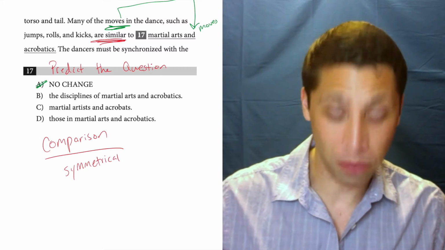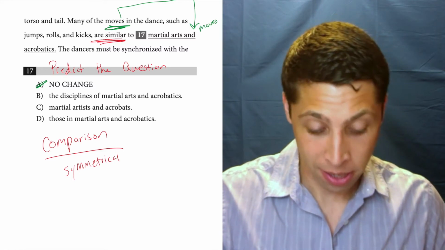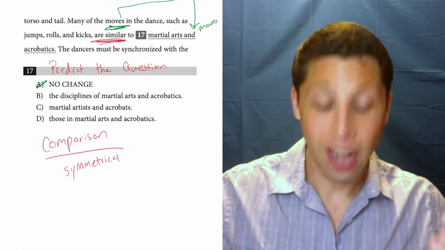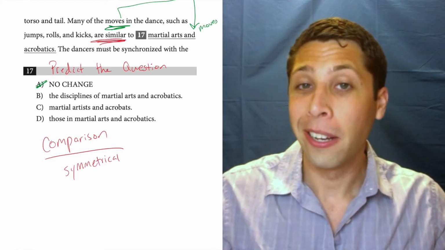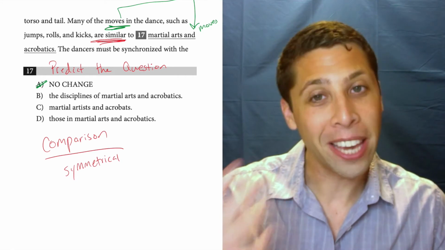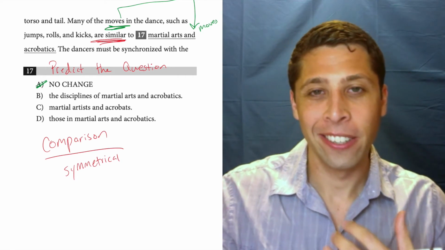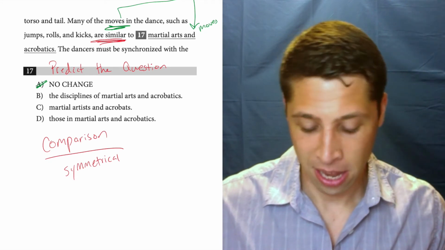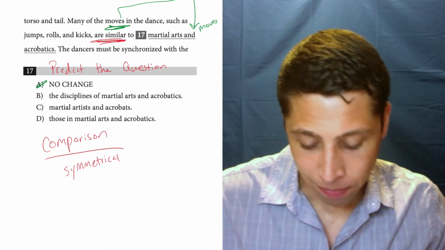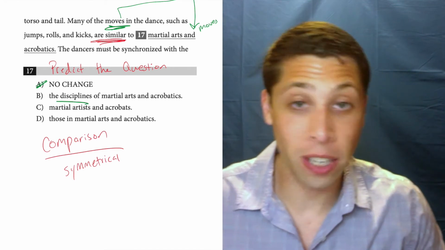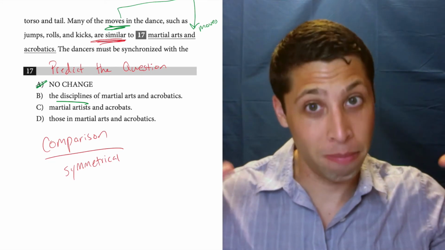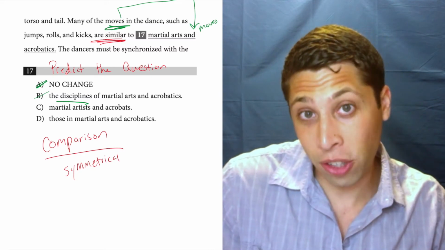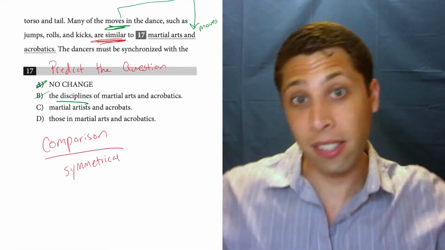It's comparing moves. It's comparing something like a jump to a martial art like karate. Jumps and karate are not the same. We could compare a jump to a jump or a kick to a kick, but we can't compare a kick to an entire branch of martial arts. Different things. So we need a choice that does that. Now, B is longer, but it's still talking about the disciplines. It's still talking about the big picture of martial arts and acrobatics. That's not good.